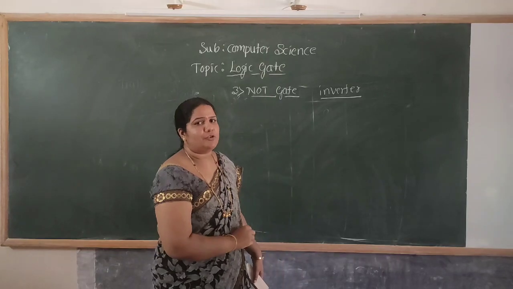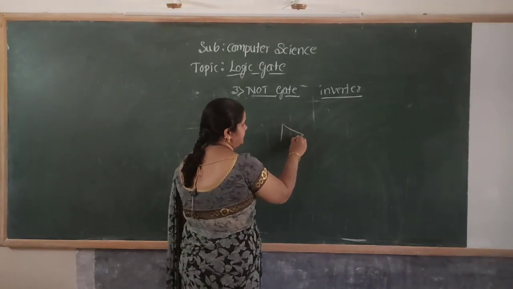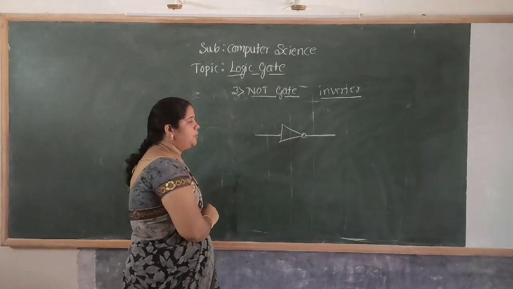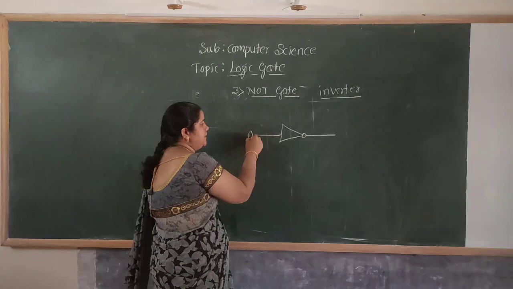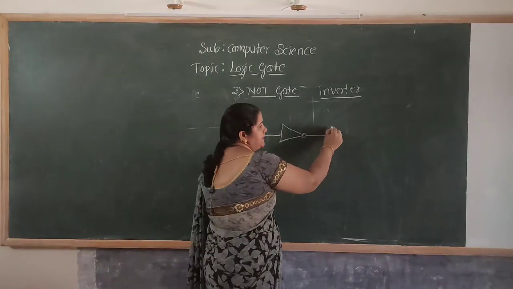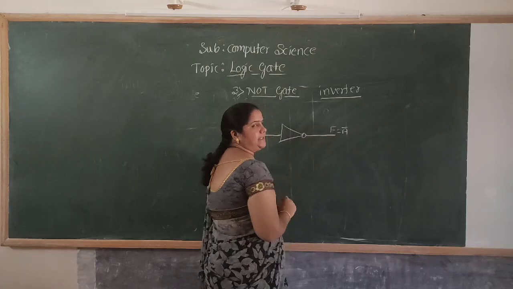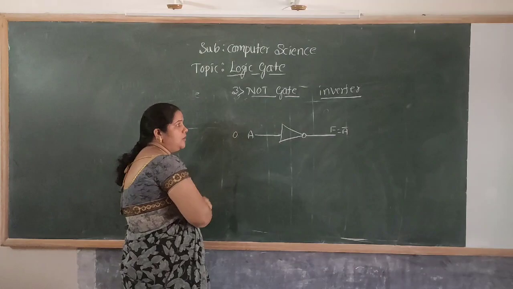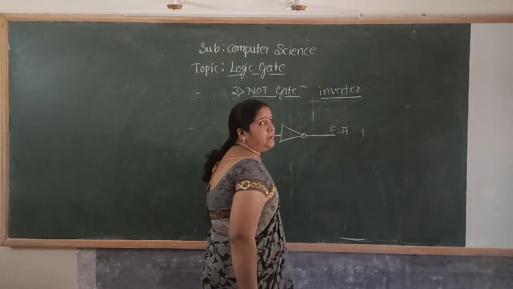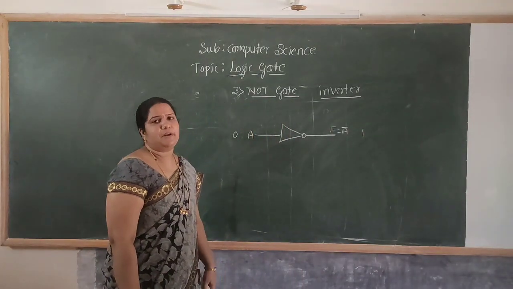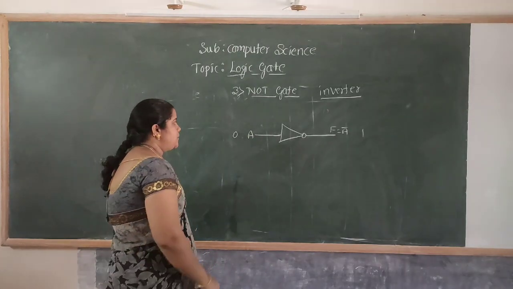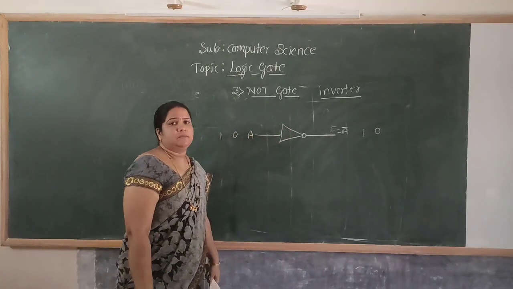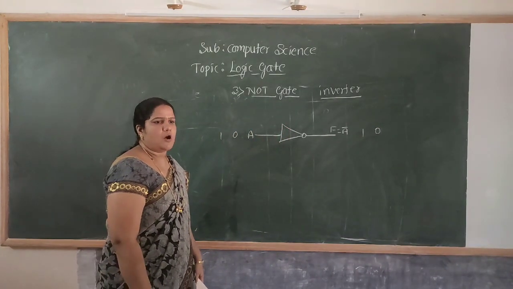The logic symbol for the NOT gate can be represented as this. This is the NOT gate. It contains only one input signal. Input signal A will be there, output will be F equals A complement. Suppose we give the input 0, output will be 1. Complement means 0 will be converted to 1 and 1 will be converted to 0. Suppose we give the input 1, output will be 0. The input signal is not the same as the output signal.